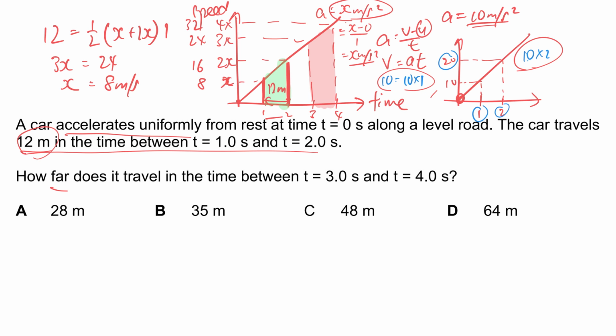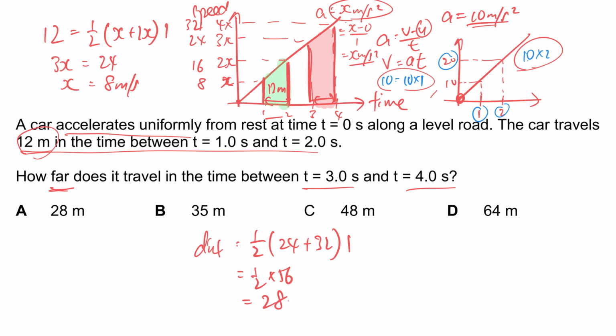But like I said, we need to find how far the distance traveled is from t equals 3 to t equals 4. So basically I need to look for the area underneath the pink shaded region. So distance equals, you apply your area of trapezium again, but now the speeds here will be 24 plus the one here, which is 32, and once again the interval is just 1 second. If you solve this, you will get half times 56, and that will be 28 meters. Alright, so the answer is A.